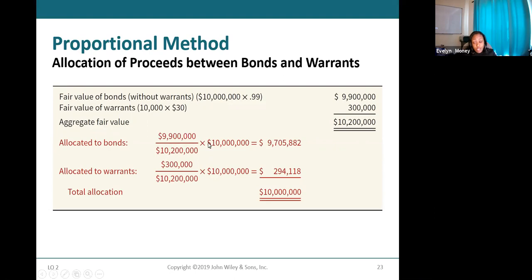So we are going to find our ratios by taking the 9.9 and dividing it by 10.2. And we multiply that times the cash proceeds. And that's how much that should be recorded. That is how much that we are going to record as bonds payable.